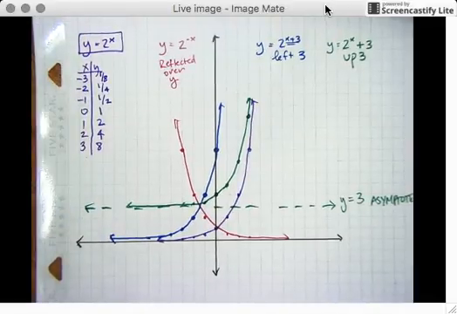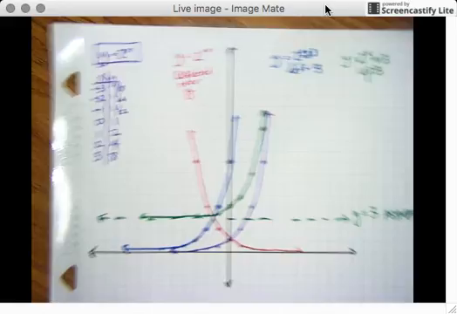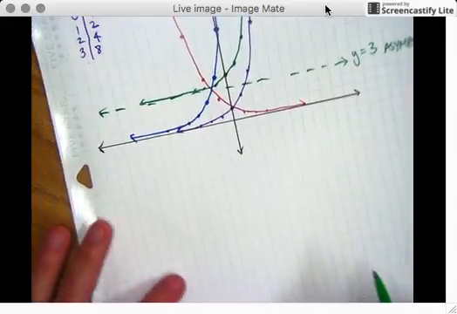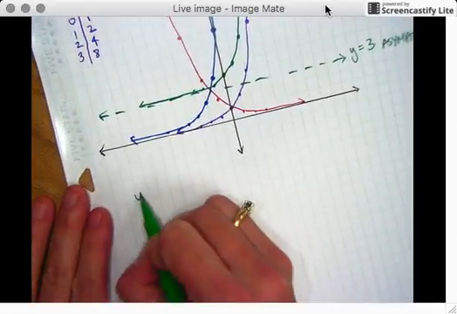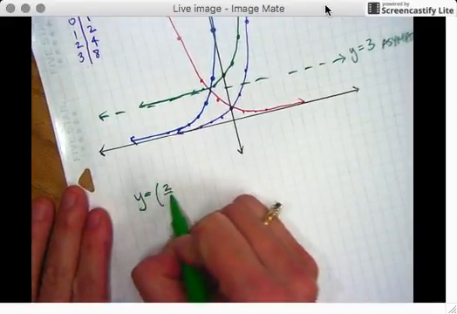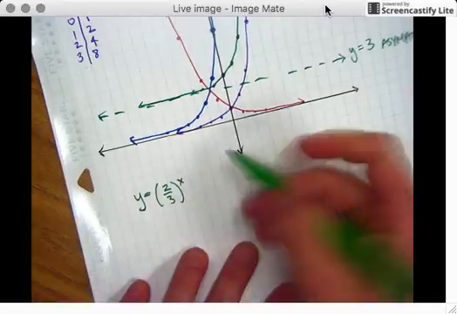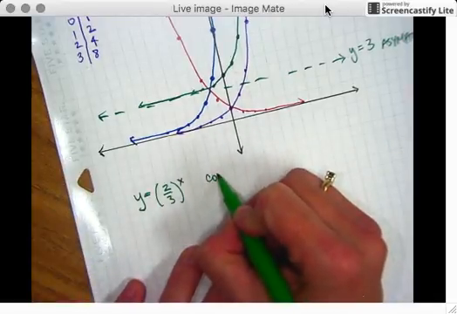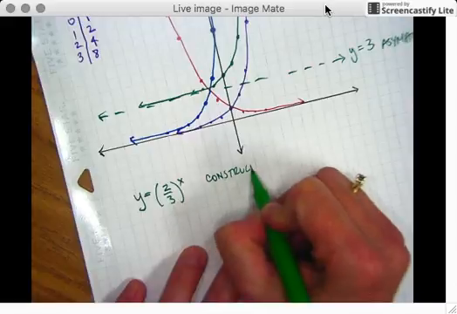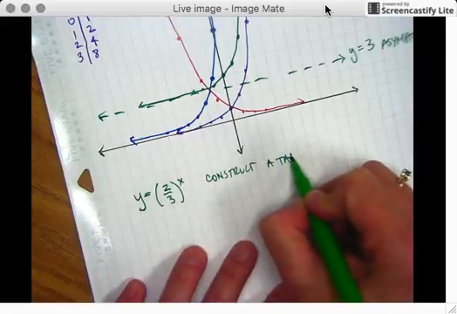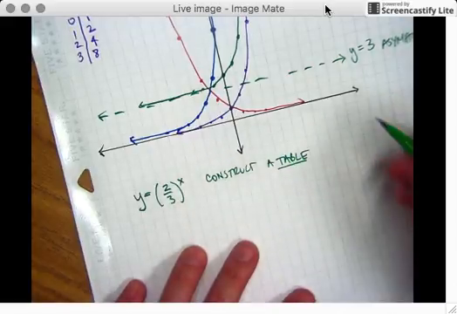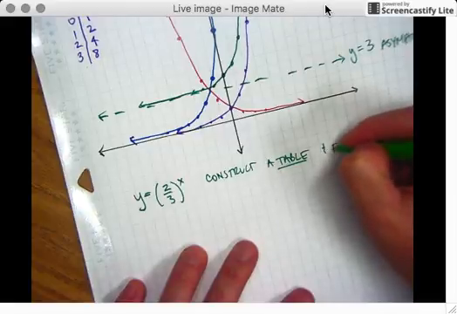Okay, next. The next concept in the lesson is you need to be able to use your graphing calculator. So we're going to do y = (2/3)^x. And our goal is we're going to construct a table and find the asymptote.